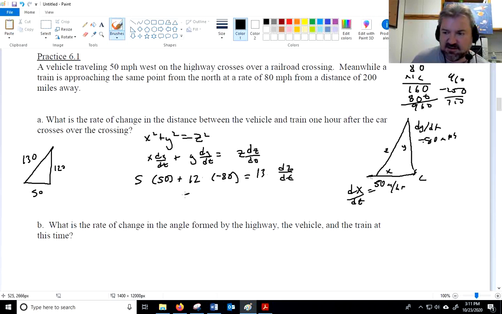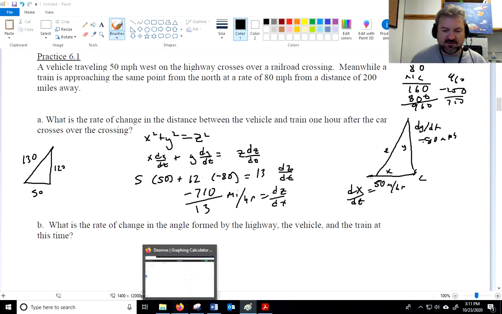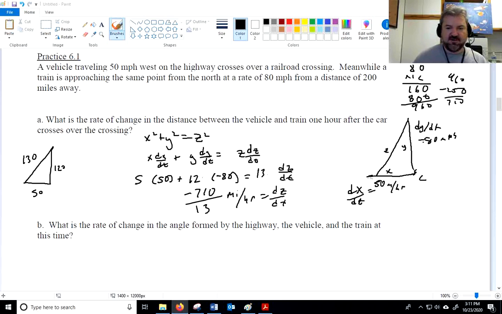So we have a negative 710 over 13 miles per hour. That is the rate of change in the distance between the two. I'm kind of curious what that is, so I will get a decimal on that. So that's 54. So 54 miles per hour. That is how quickly the distance is changing, of course. So that is interesting.